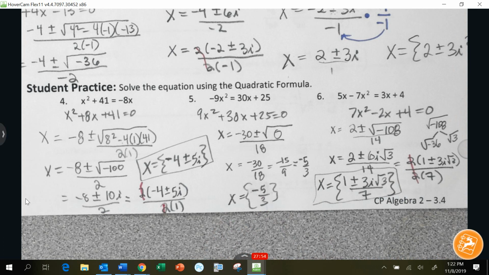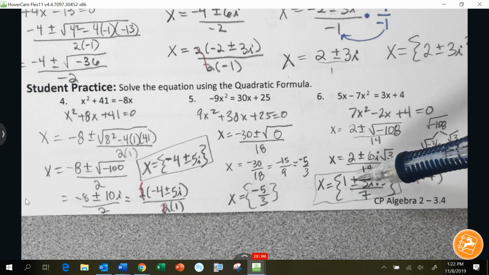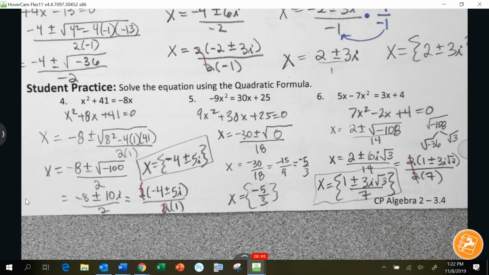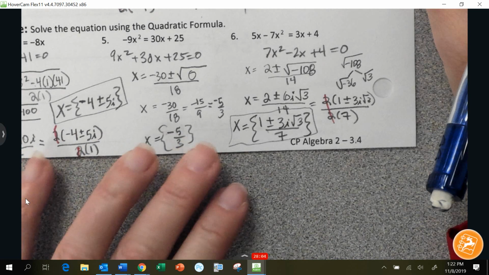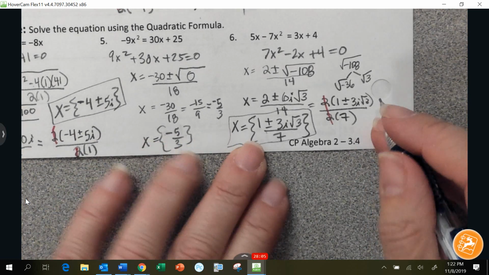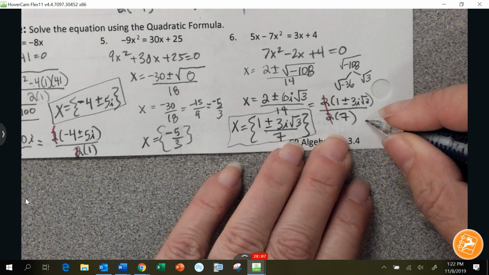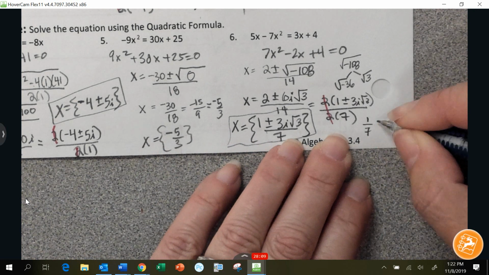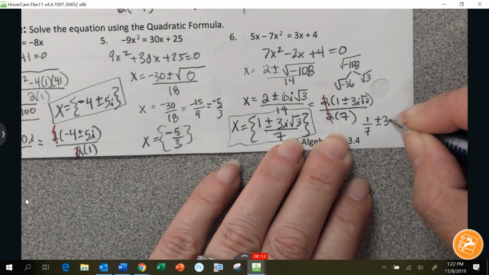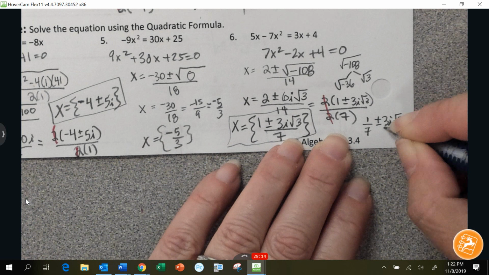You don't have to divide it out? What do you mean by divide it out? So the 7 is just... Oh, underneath? You could write it, well, I don't have space, but I'll try to make it as big as I can: 1/7 plus or minus 3i radical 3 over 7.